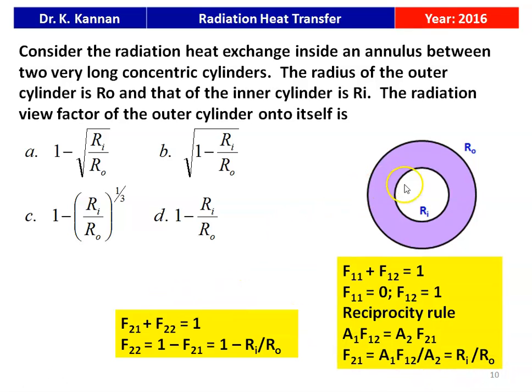Now for the second cylinder, outer cylinder, F21 plus F22 equal to 1. F21 we have already calculated. So F22 equal to 1 minus F21, which is 1 minus RI by RO. So the correct answer is option D, 1 minus RI by RO.